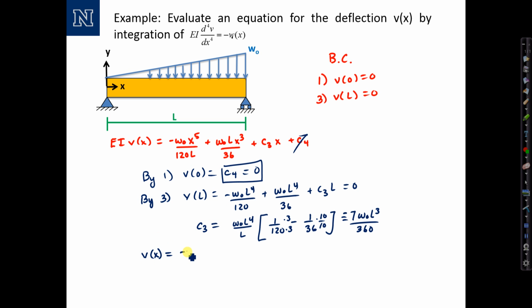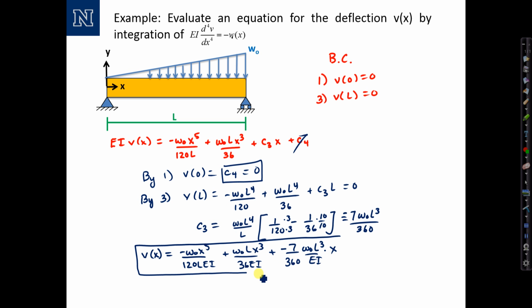Okay, so summarizing our equation for the deflection v of x, I'm going to divide through by EI: negative w naught x to the 5th over 120 L EI plus w naught L x cubed over 36 EI plus my C3, which is negative 7 over 360 w naught L cubed over EI times x. And that is the deflection equation. And you'll see this deflection equation appearing in many beam tables as one of the common cases.